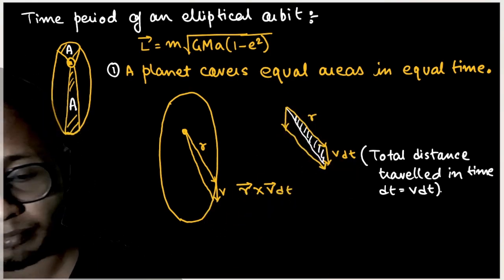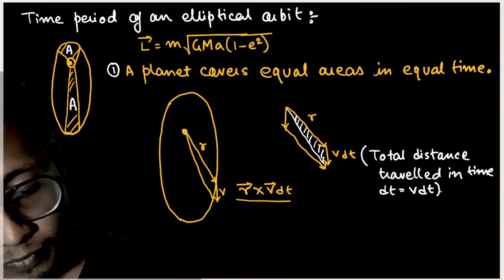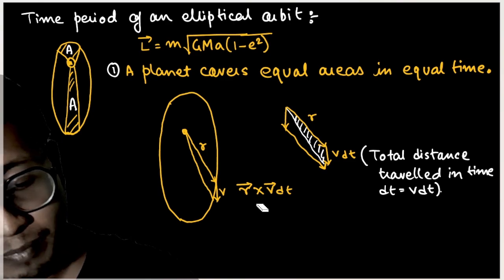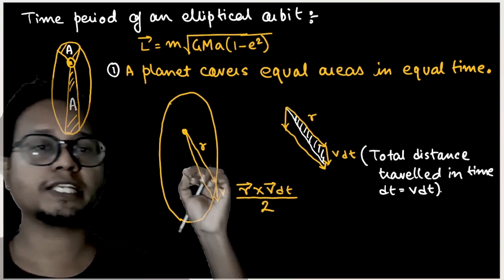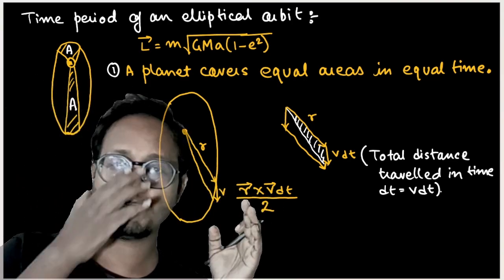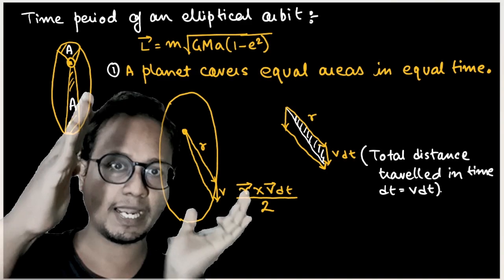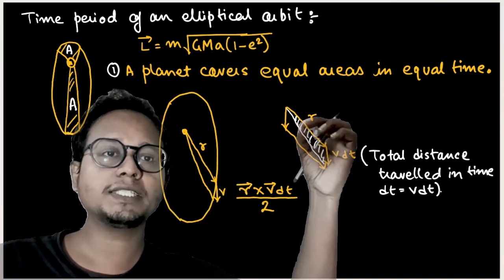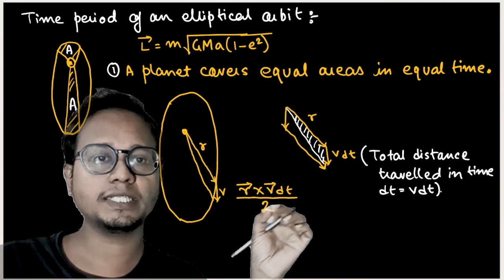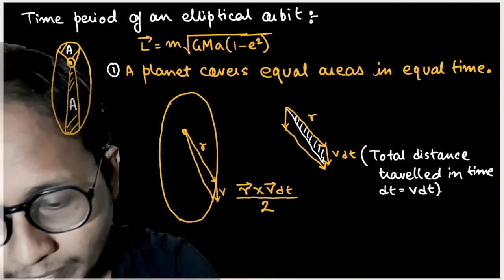Half of the area of the parallelogram. So the shaded area is nothing but half of the area of the parallelogram. The concept here was the vector cross product. If you're crossing A cross B, it is nothing but the area of the parallelogram made by the A vector and the B vector. Understood? So this much area is nothing but r cross v dt divided by 2.